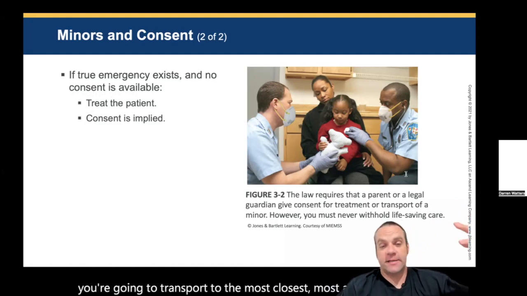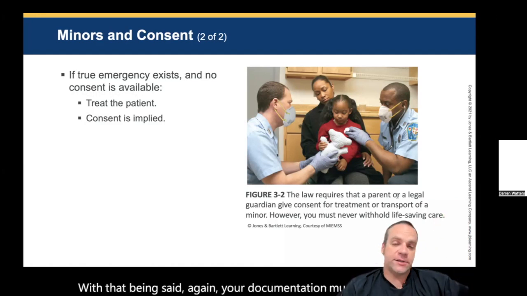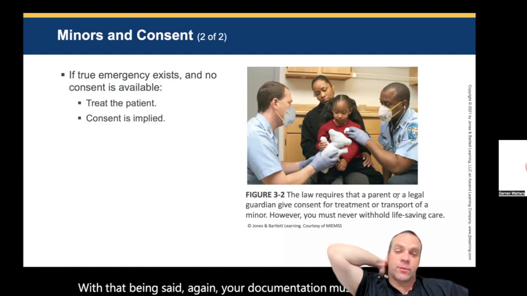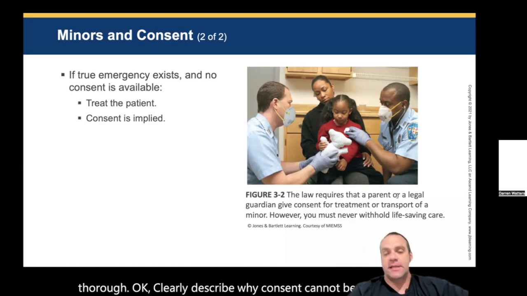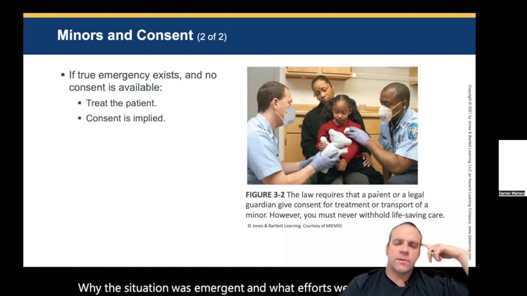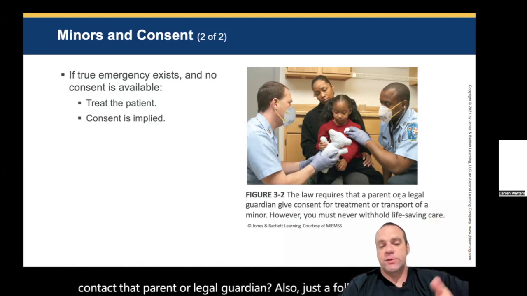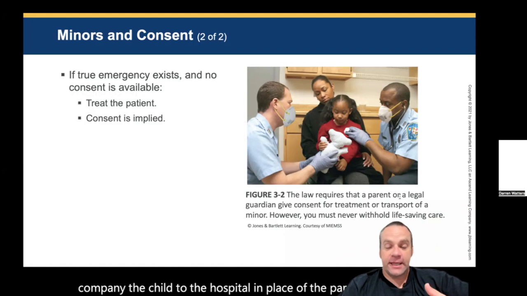With that being said, again, your documentation must be thorough. Clearly describe why consent cannot be obtained, why the situation was emergent, and what efforts were made to contact that parent or legal guardian. Also, follow local protocols regarding whether a school official or whomever must accompany the child to the hospital in place of the parent. So make sure someone goes with you in the ambulance.